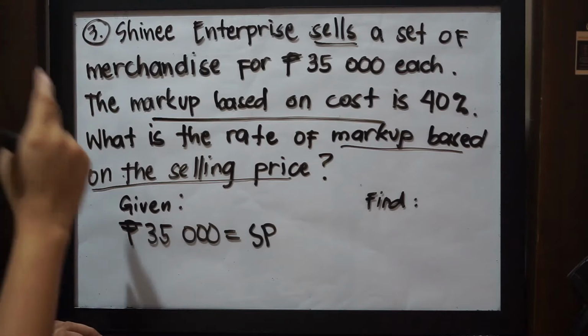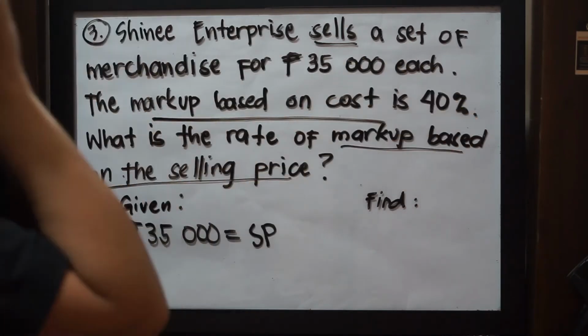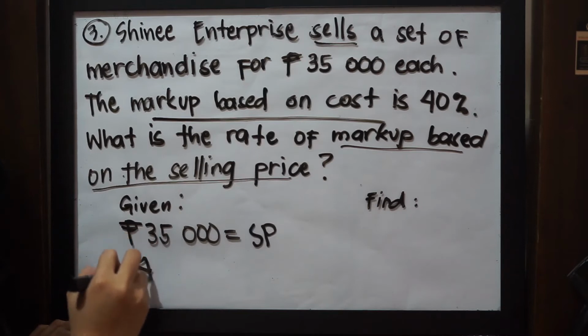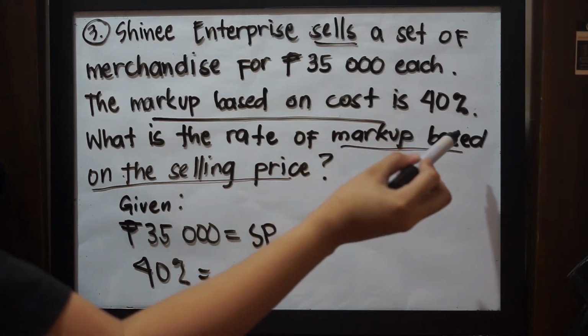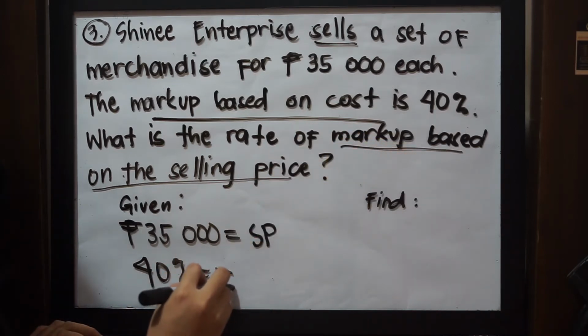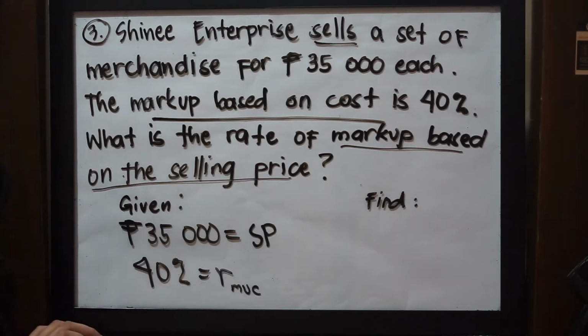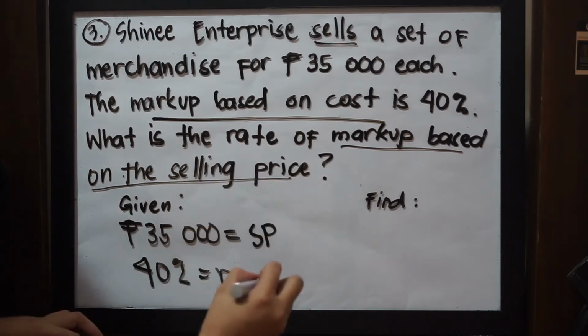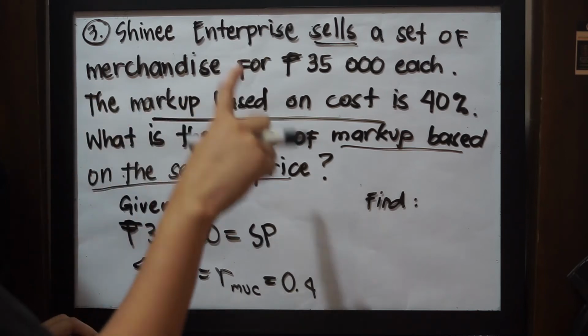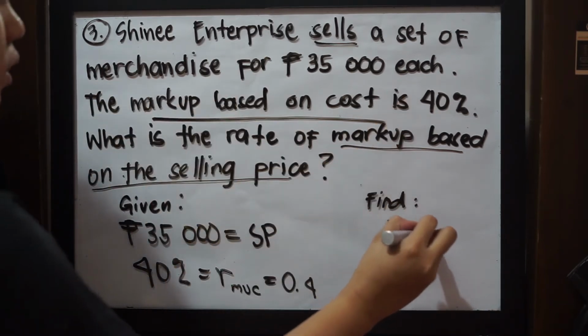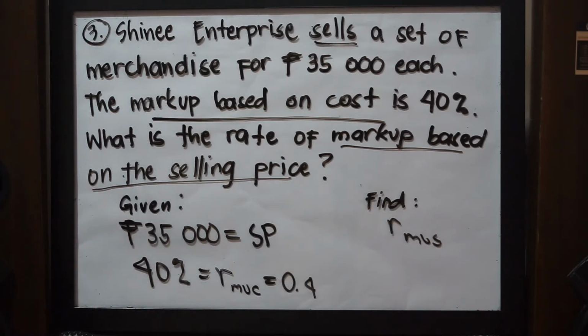Next, the markup based on cost is 40%. Ngayon, si 40% ay kailangan you have to take note na yung given na percent is a rate of markup based on cost. Hindi siya rate of markup based on selling price. So, tandaan ninyo ha, ang given natin ay 40% na rate based on cost. Or, this is 0.4. Next, we are looking for the rate of markup based on the selling price.